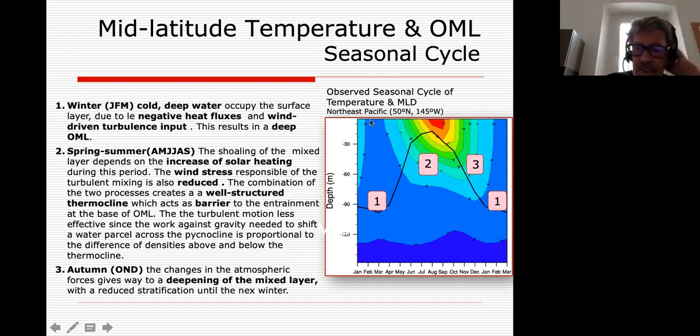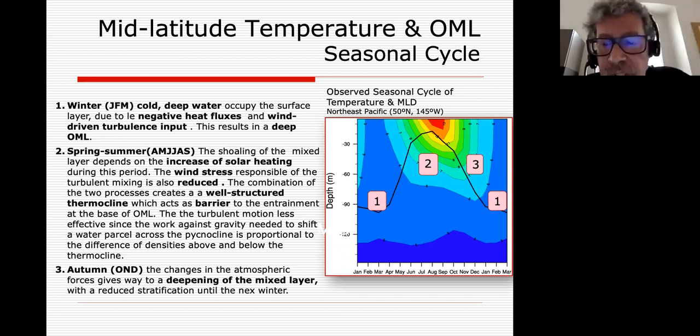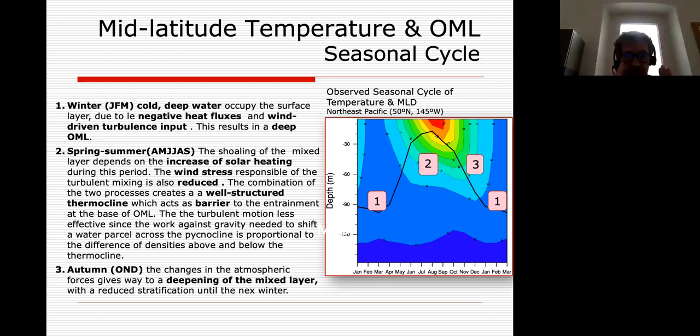It is due to the fact that during winter, the heat fluxes are negative, so the shortwave radiation is less than the latent, sensible and long wave radiation that go outside. So the heat balance is negative and the surface water gets cooler. This results in a deep ocean mixed layer.